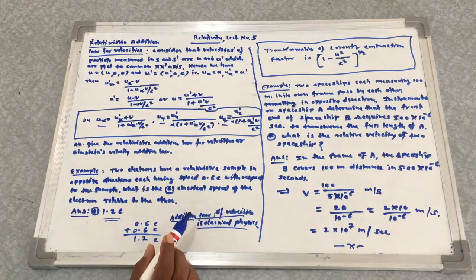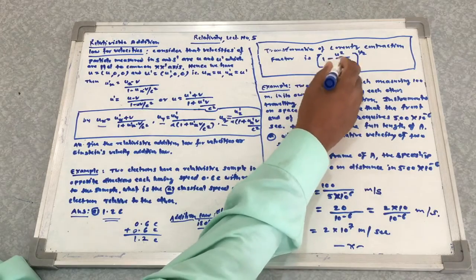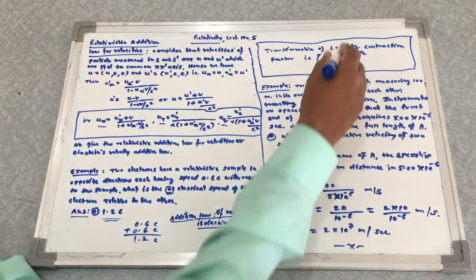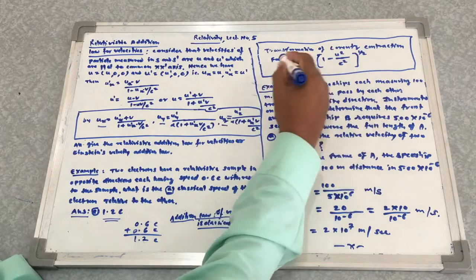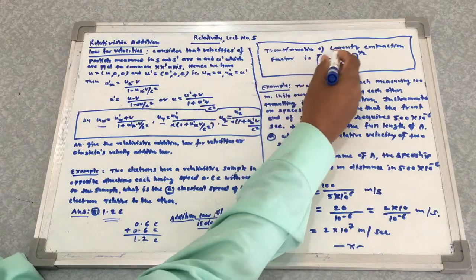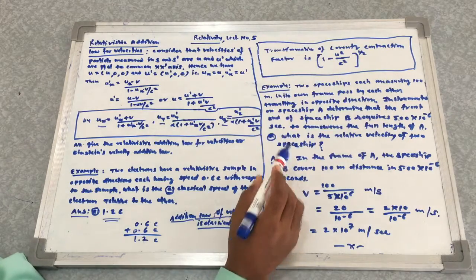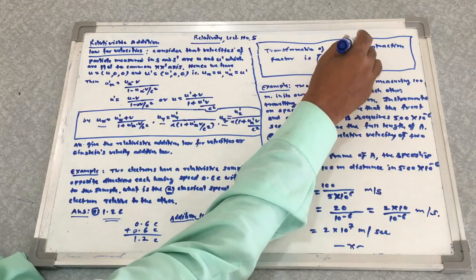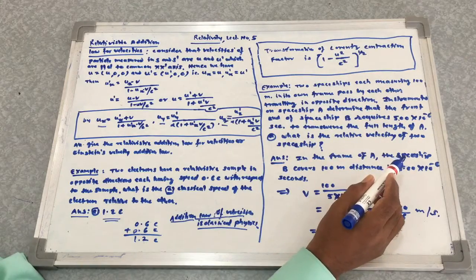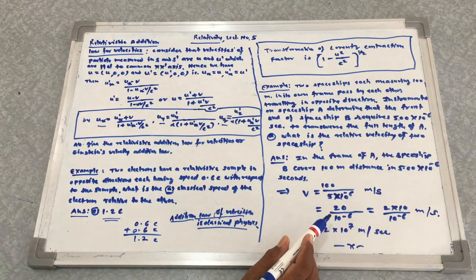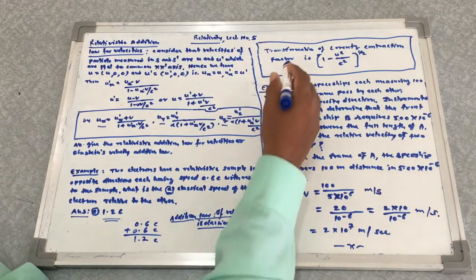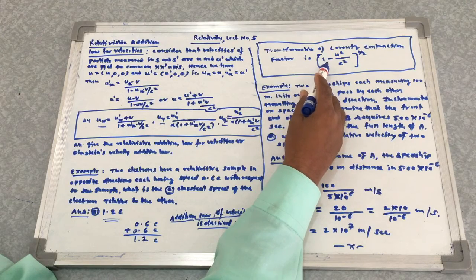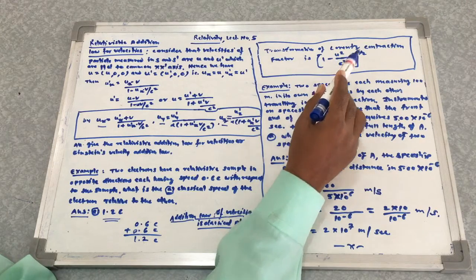Transformation of the Lorentz contraction factor is (1 minus U square upon C square) raised to 1 upon 2. This is the Lorentz contraction factor. You must remember this: 1 minus U square upon C square, raised to half.